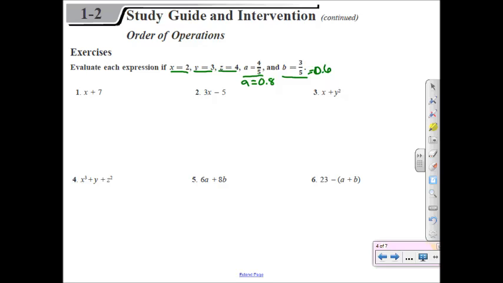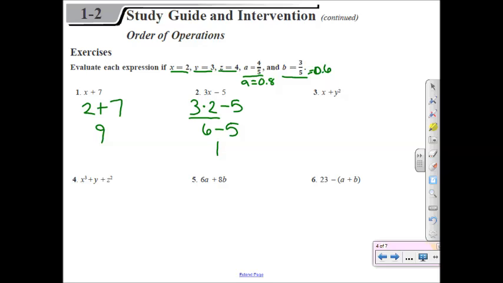So in the first one, we have x plus 7. X is 2, so that turns into 2 plus 7. Since there's not really any other operations other than addition, we can just do 2 plus 7 equals 9. In number 2, we have 3 times x minus 5. X is 2, so 3 times 2 minus 5. Order of operations tells us to do multiplication before subtraction. So 3 times 2 is 6, and then 6 minus 5 is 1.